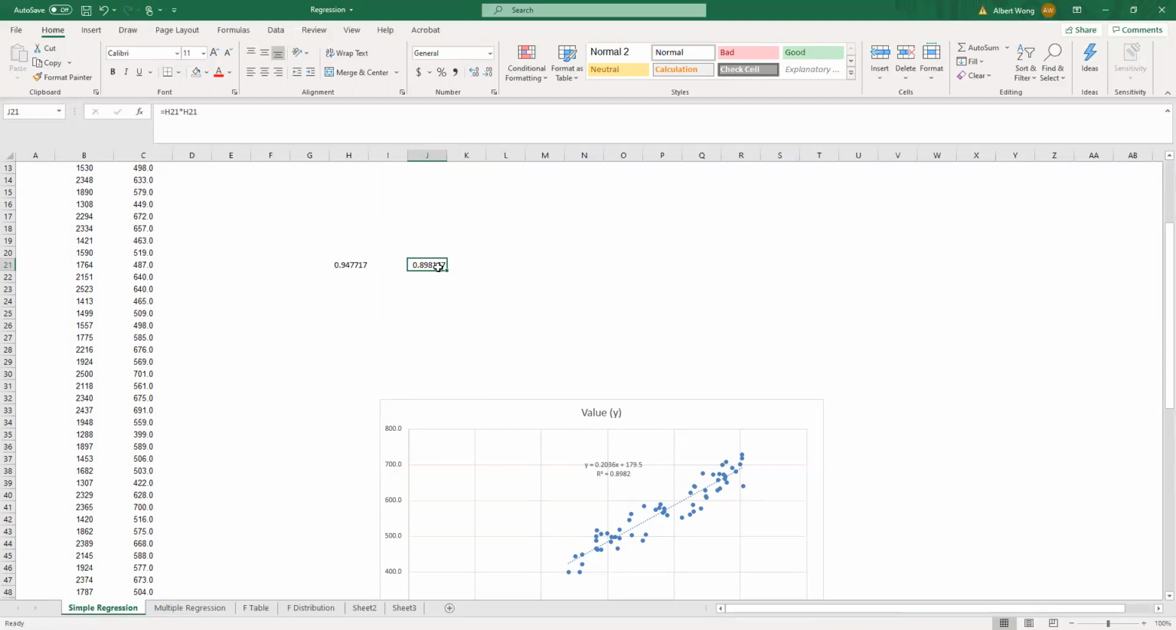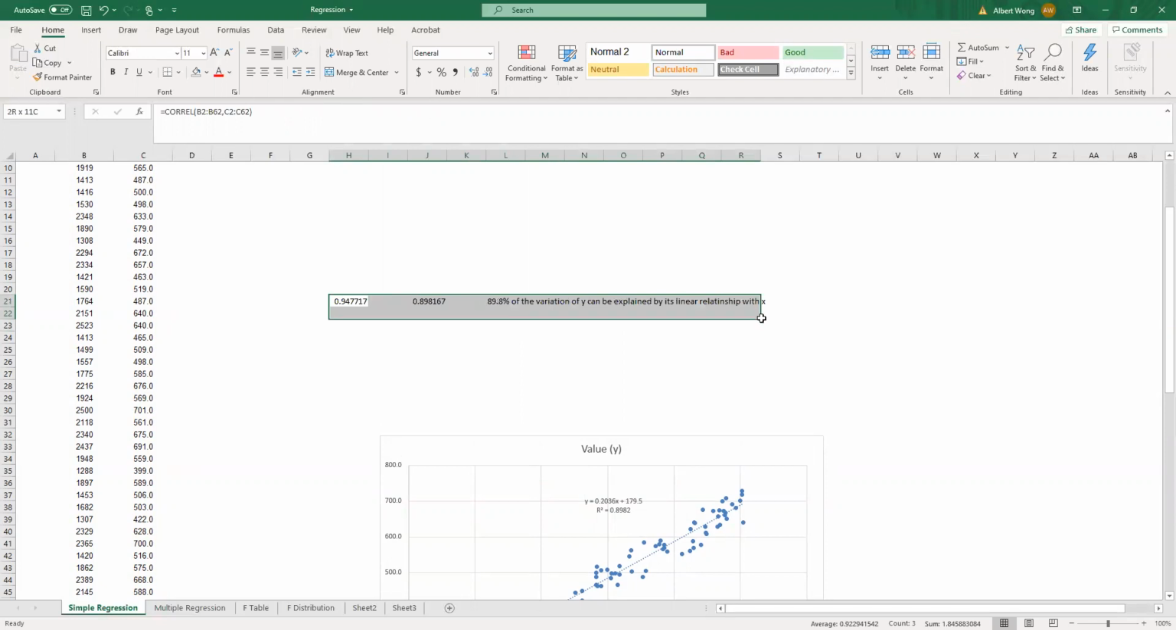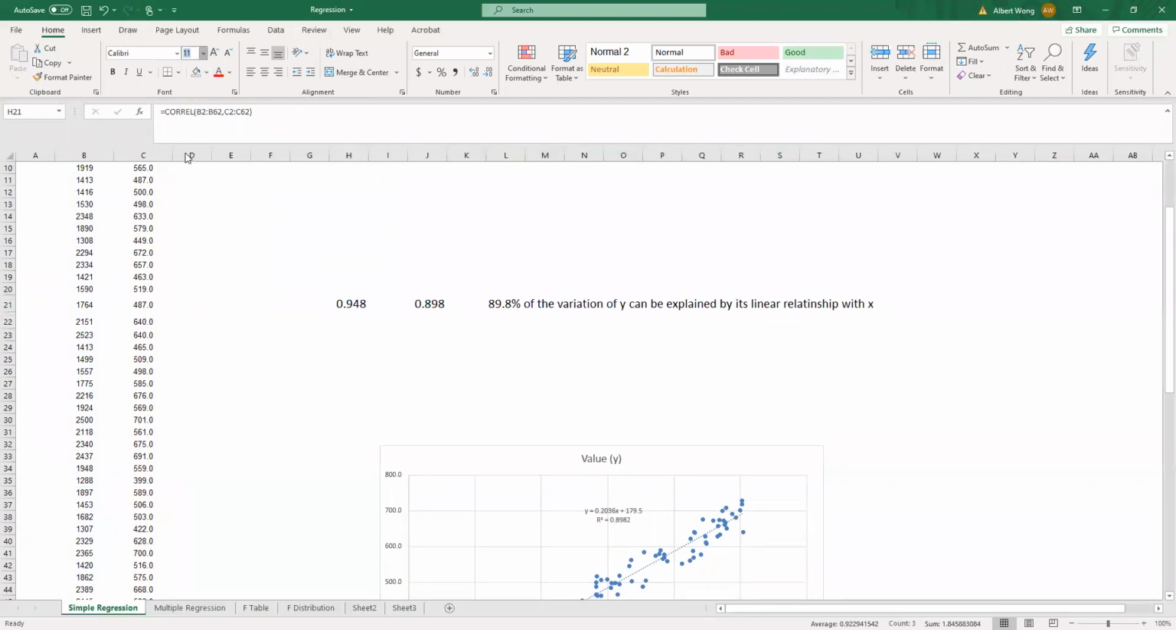This number represents the percentage of variability of Y that can be explained by the variation of X. So let me just write it down for you. We say 89.8% of the variation of Y can be explained by the linear relationship with X. And I'm going to make it bigger so you can actually see. Maybe we should also make all these numbers bigger so you can actually see what we say.